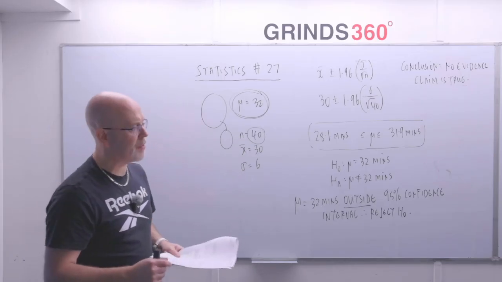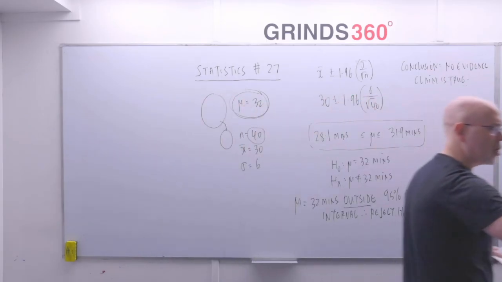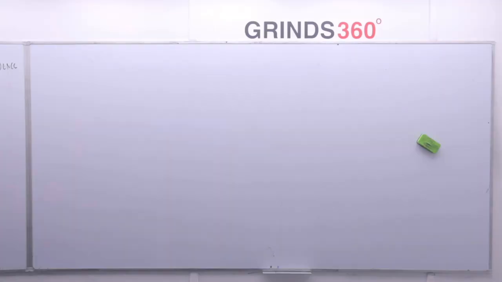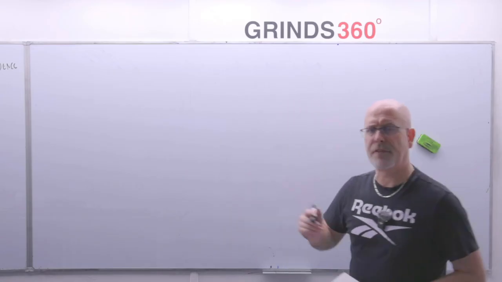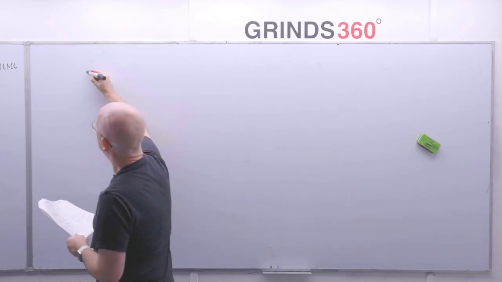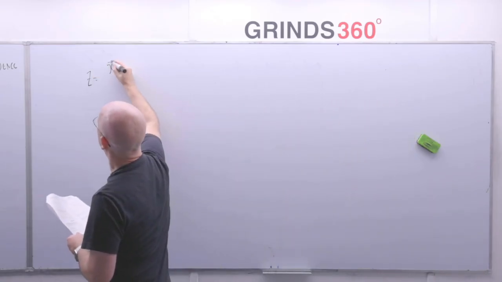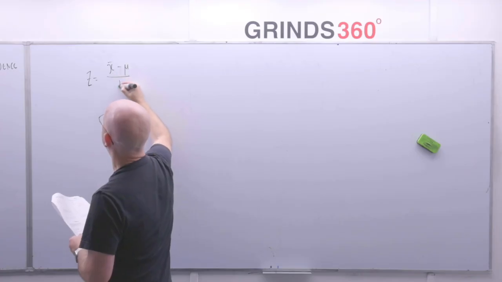Then part 5 is to find the p-value, so do that p-value calculation. The first thing I do is go to page 35 and find my Z formula. My Z formula is x bar minus mu divided by sigma over root n.